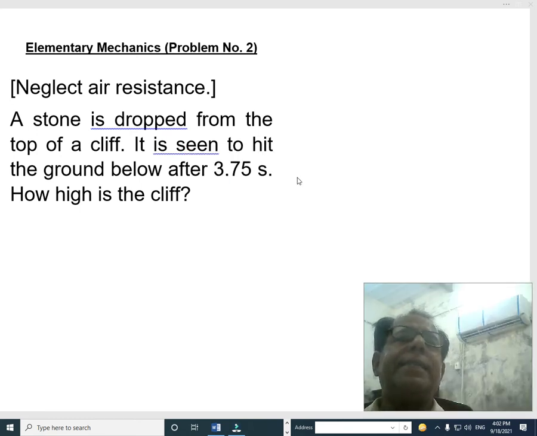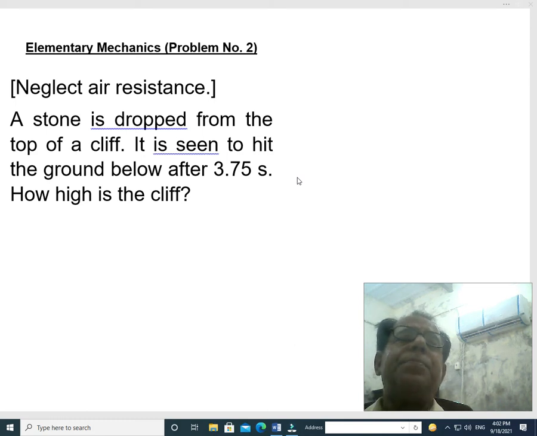This is our next module, problem number 2 of elementary mechanics. Okay? Elementary mechanics, problem number 2. Let us first come towards the statement of the problem.